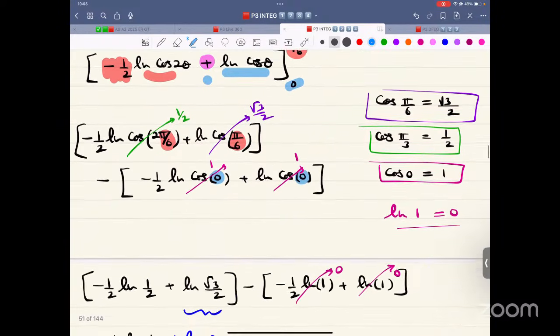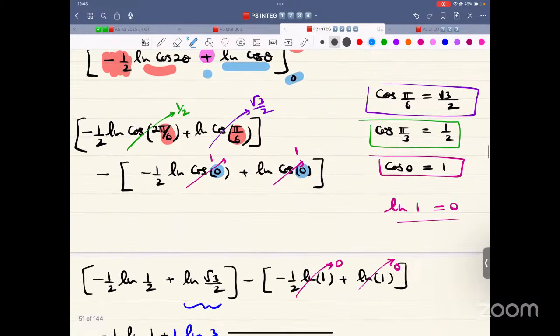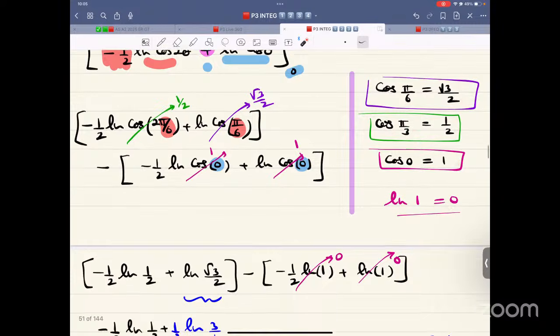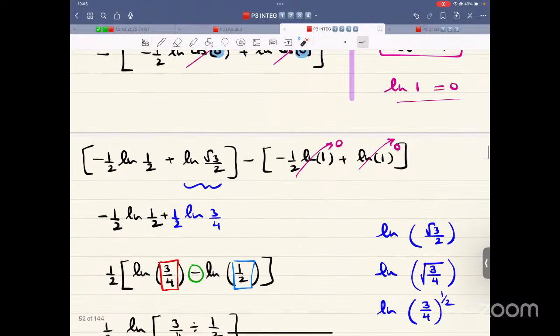Then you plug in the limits. You take care of trigonometry. You have all these things over here. Cos of pi by 6, that is root 3 over 2. Cos of pi by 3, that is half. Cos of 0 is 1. Ln of 1 is 0. Everything is used over here for simplification.